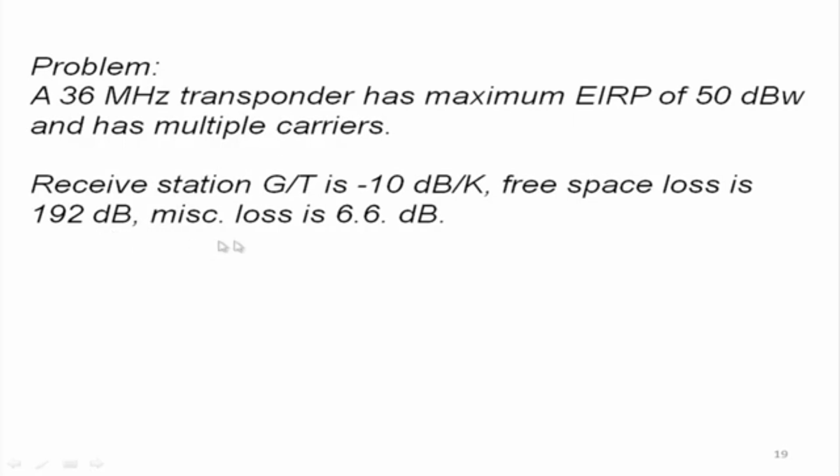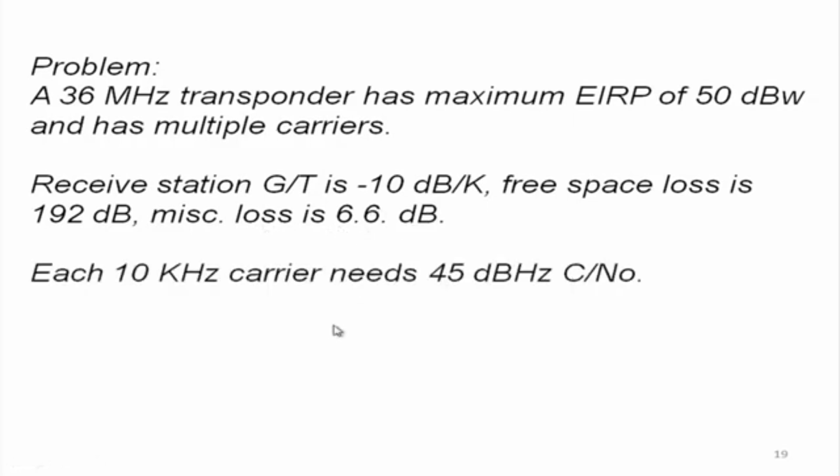Then there is miscellaneous loss 6.6. You can see the miscellaneous loss is larger, so most probably it is the portable or mobile scenario of the station, because in that case pointing loss and many other losses will come into the picture. Miscellaneous loss is larger. Anyway, forget about that. Let's go back to our calculation.